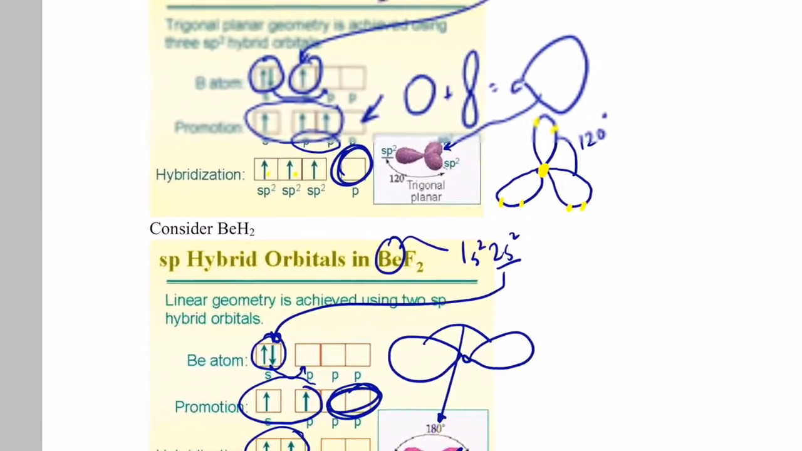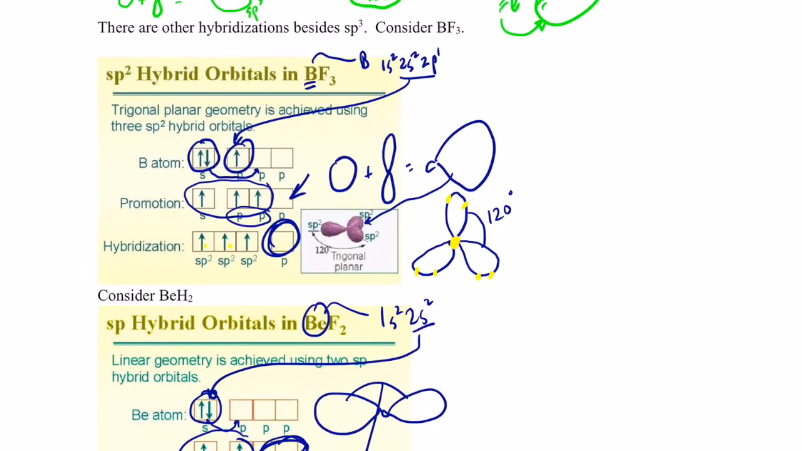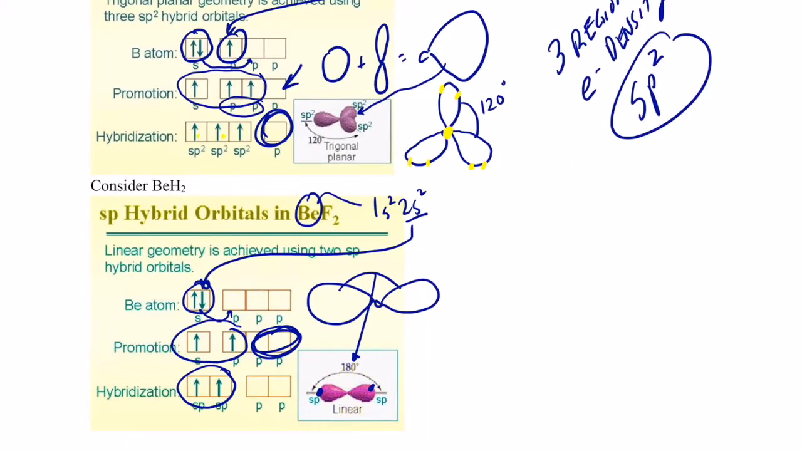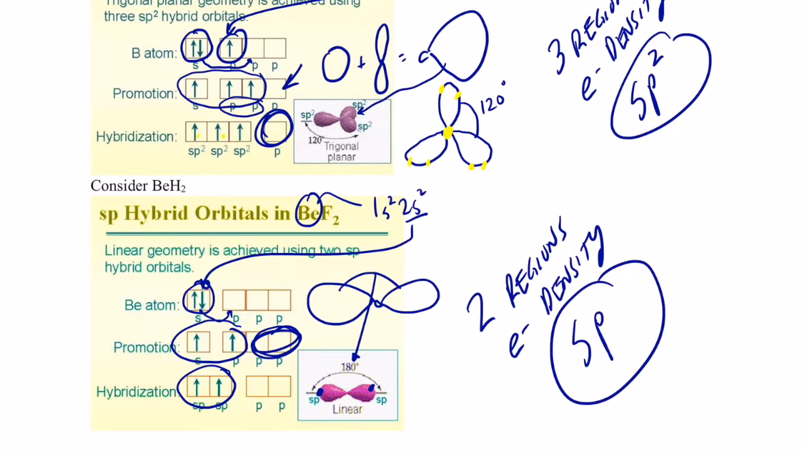Okay, so to simplify this, if we see 3 regions of electron density around a central atom, we will have sp2 hybridization. And of course, if you see 2 regions of electron density around the central atom, we would have sp hybridization.